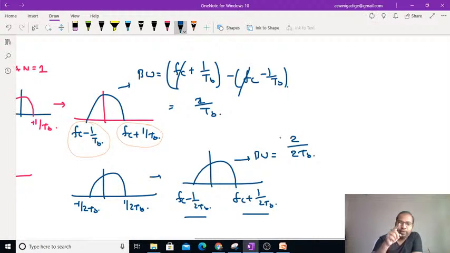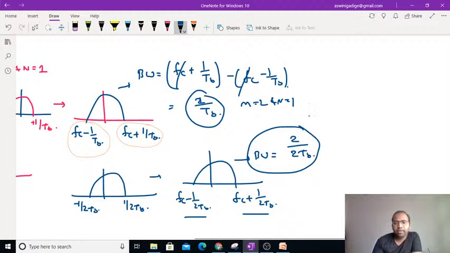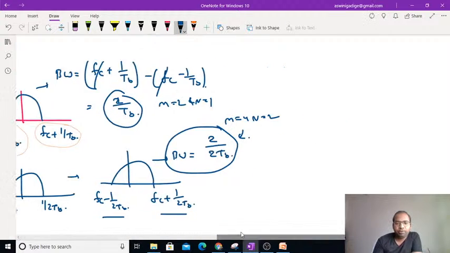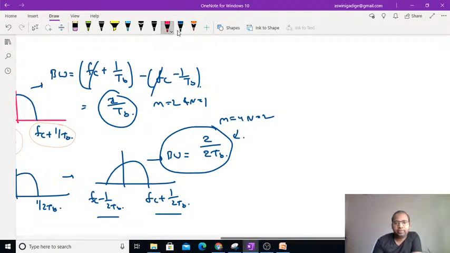Okay. So if you observe, for M equal to 2 and N equal to 1, I got this one. And for M equal to 4 and N equal to 2, I got this one. So now if you observe both these formulas, for the M-ary case, I will get the bandwidth equal to 2 divided by N into TB.